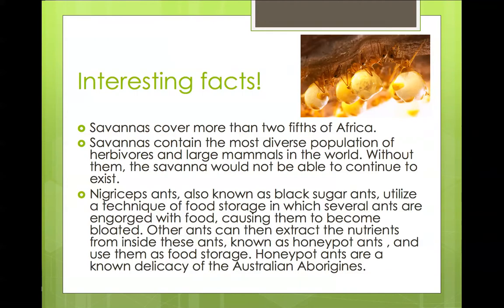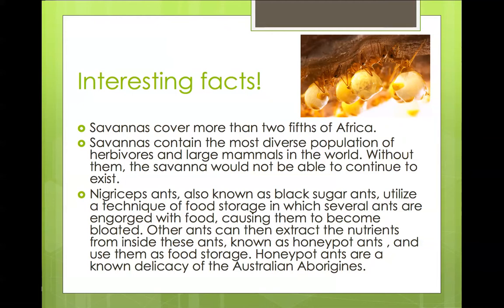A great range of interesting facts can be known about the savanna. For one, the savanna covers more than 2/5 of Africa, which is huge. Savannas also contain the most diverse population of herbivores and large mammals in the world, like the elephants, the hippos, the giraffes, the lions. Without them, the savanna would not be able to continue to exist.